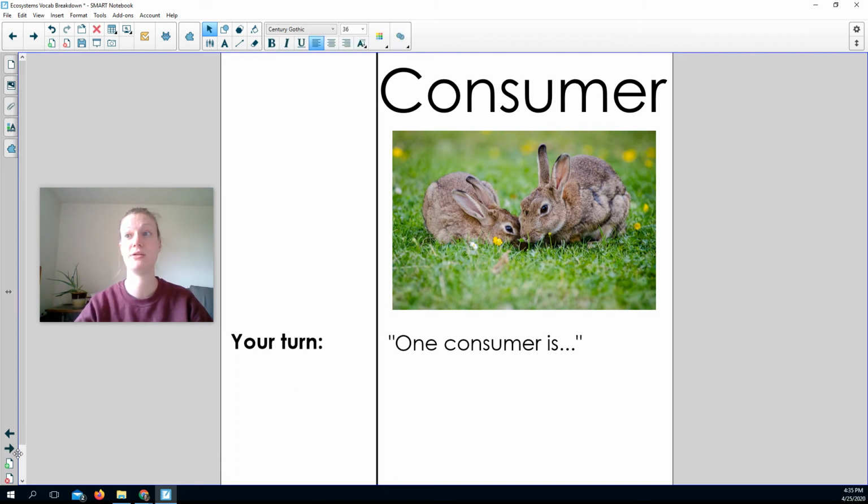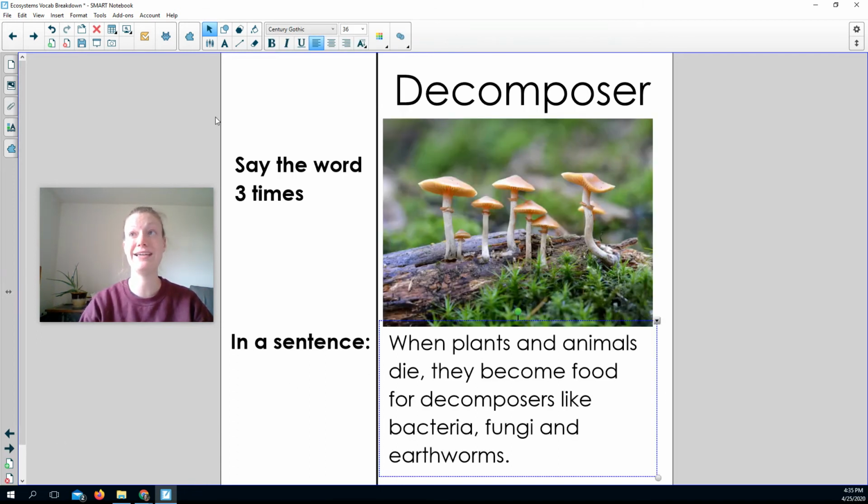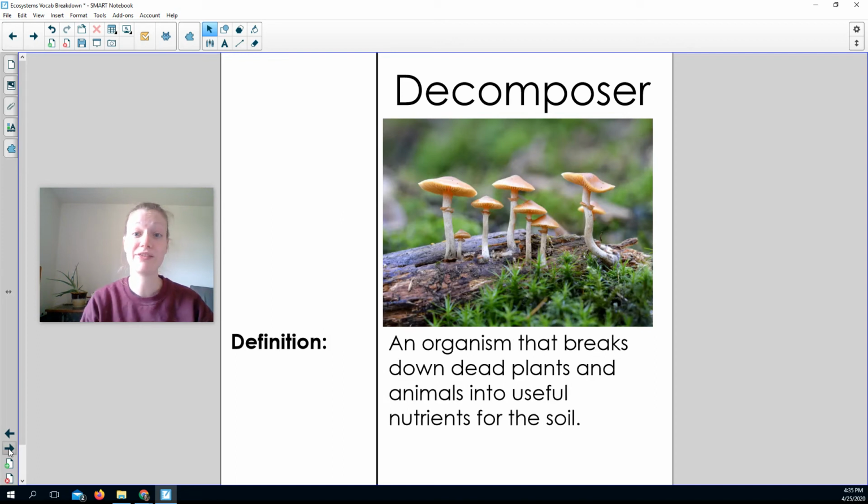All right, moving on. The final word is decomposer. It's got a lot of syllables there. Decomposer. Say the word 3 times. Decomposer, decomposer, decomposer. In a sentence, you might see, when a plant and animal die, they become food for decomposers like bacteria, fungi, and earthworms. The definition of a decomposer is an organism that breaks down dead plants and animals into useful nutrients for the soil.